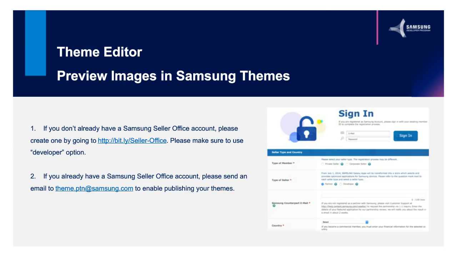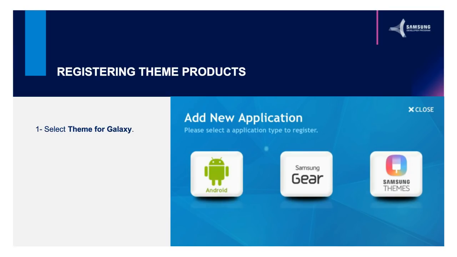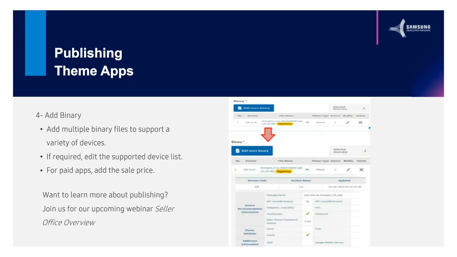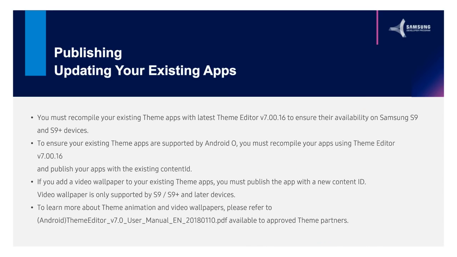Once you sign up for Seller Office, you will see an option of Samsung Themes. Click in there and follow the instructions. Upload screenshots, the binary, that is the APK file, provide all the description and details of your app, and then just click on upload. It will be submitted for the QA process, the testing process, which takes around a week, and once it's approved, it goes live. All those things can be configured, and you can reach out to us separately through our support tickets to talk in detail about the publishing.